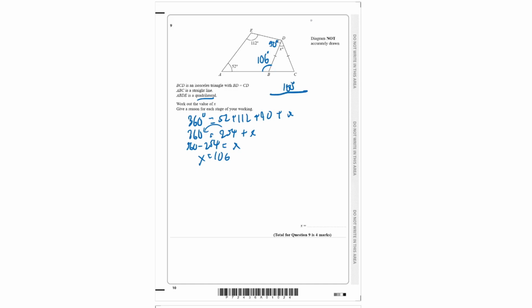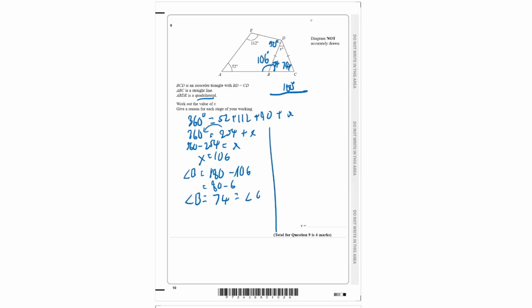And because a triangle has 180 degrees, if we can subtract this angle and this angle, we'll find what x is. So we know that angle B is equal to 180 minus 106, or it's just about 80 minus 6, which is 74. So this is 74. Now, since this is an isosceles triangle, that means that angle C is equal to angle B, this is also 74.